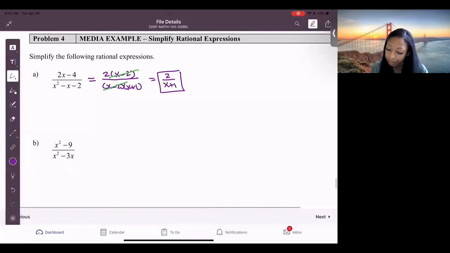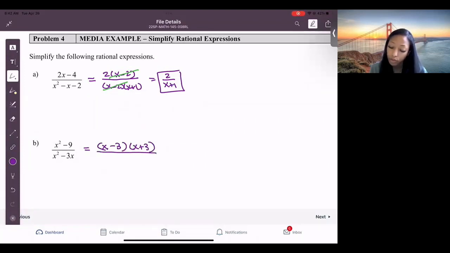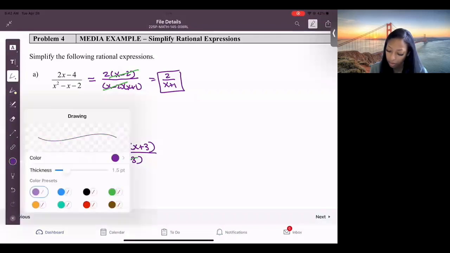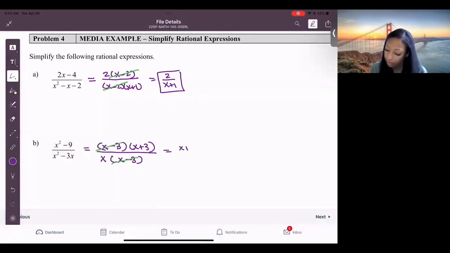For part B, x squared minus 9 over x squared minus 3x. This would be x minus 3 times x plus 3 in the numerator. That's a difference of squares. And in the denominator, we can factor out an x. So that's x times x minus 3. The x minus 3's then cancel out. And we're left with x plus 3 over x.